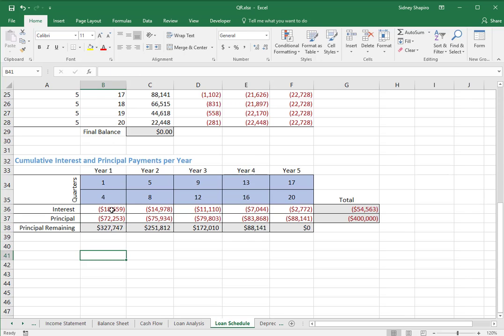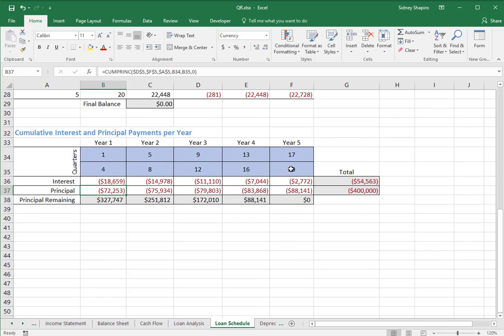So in year 1, we spent $18,659 on interest versus $72,253 on principal. And we still have, from the money that we borrowed, $327,747 left over in our principal. Let's look at year 5 in comparison. So in year 5, we paid overall $2,772 in interest, and we paid $88,141 in principal, and that brings us down to 0.